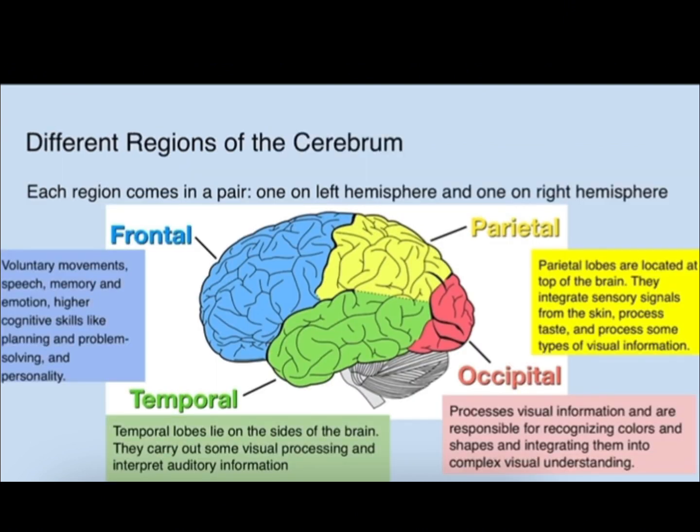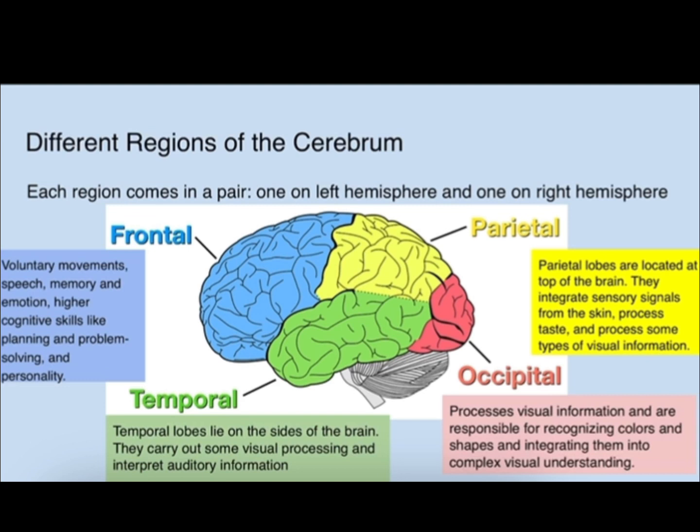Moving on to the different regions of the cerebrum. There are 4 regions in total. Each region comes in a pair because there's one on the right hemisphere and one on the left hemisphere. So, moving on, frontal lobe. That is located in the front of your head. The frontal lobes are in charge of voluntary movements, speech, memory, emotion, higher cognitive skills like planning and problem solving, as well as aspects of your personality. So what makes you, you?